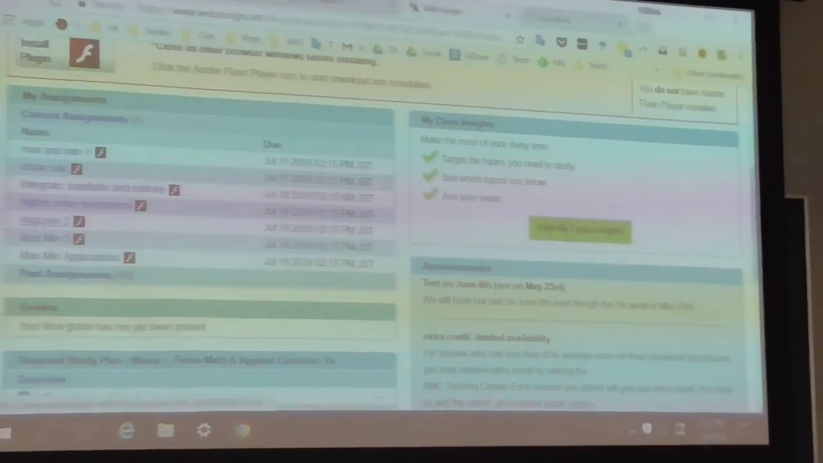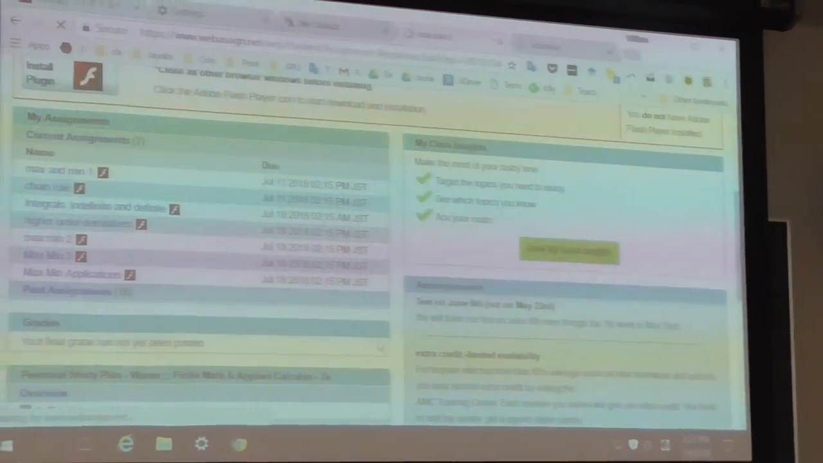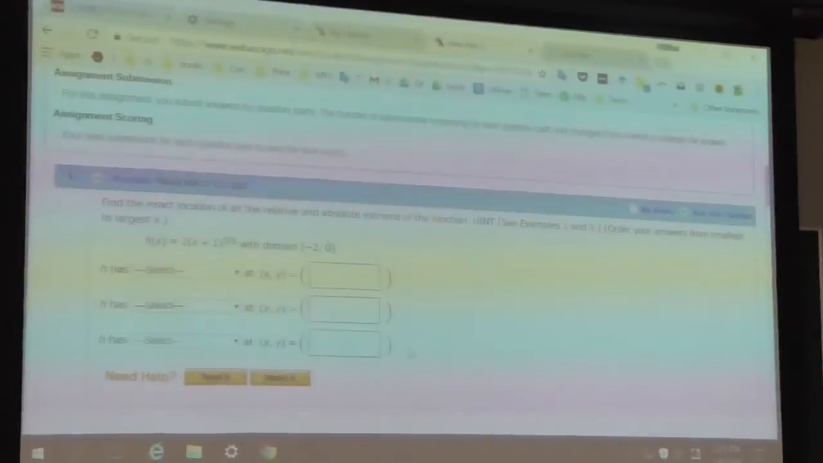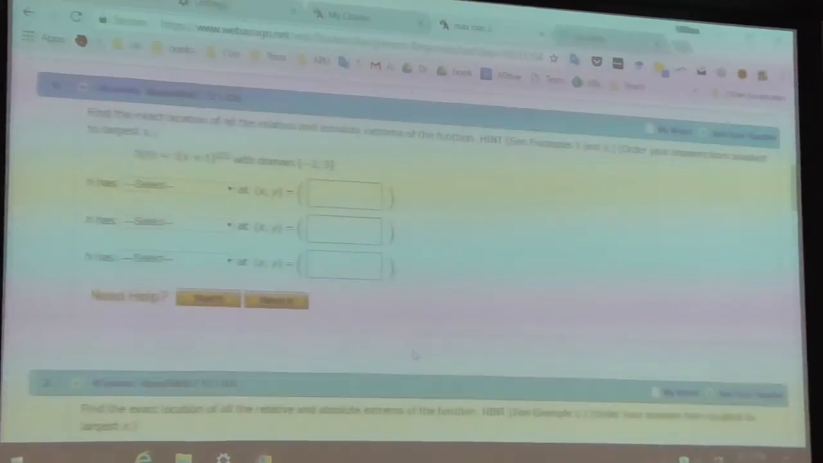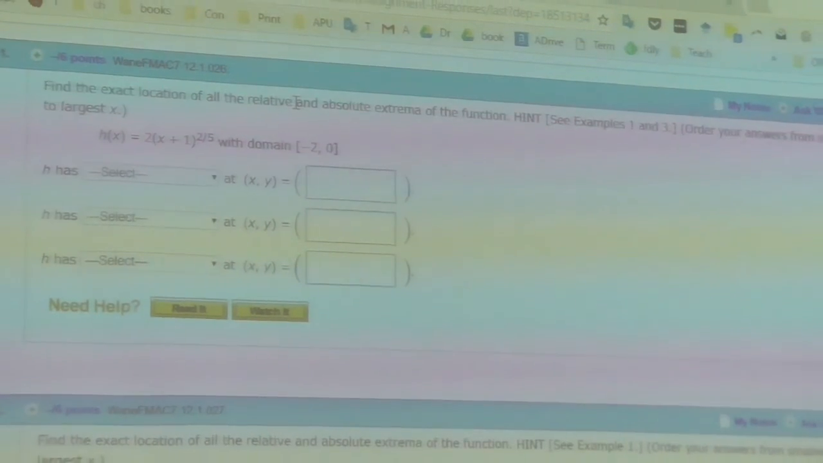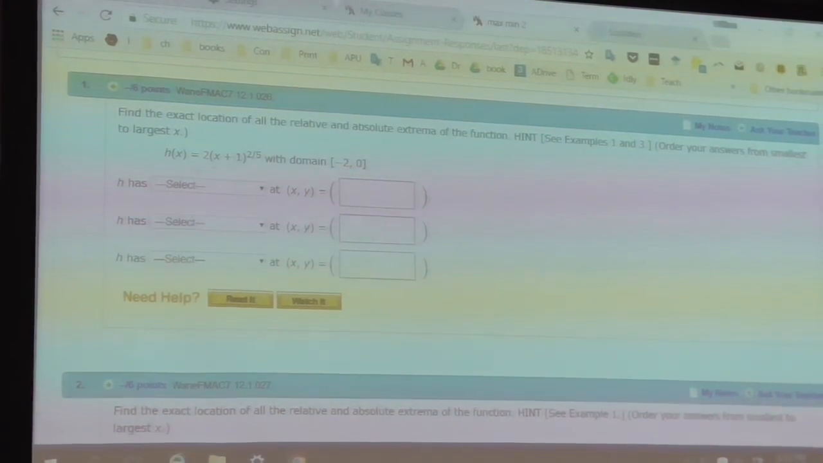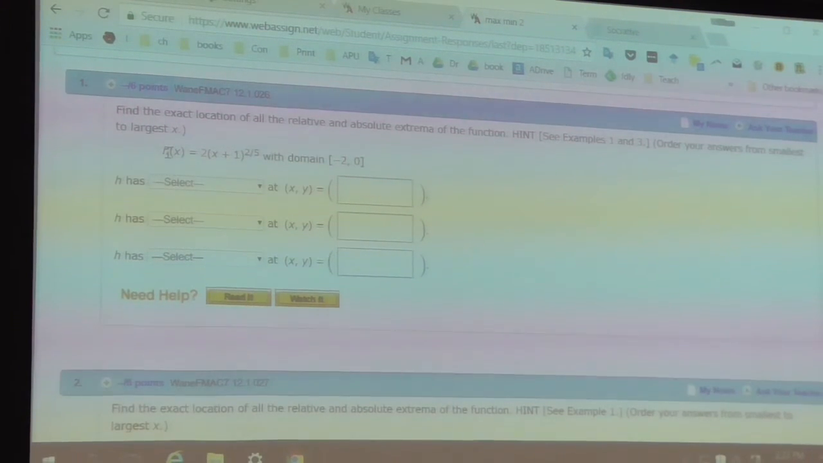Okay, min max 2. Okay, so how about this? Find the exact location of all the relative and absolute extrema for this function. So what's the strategy here?